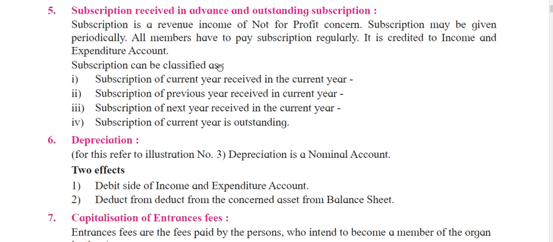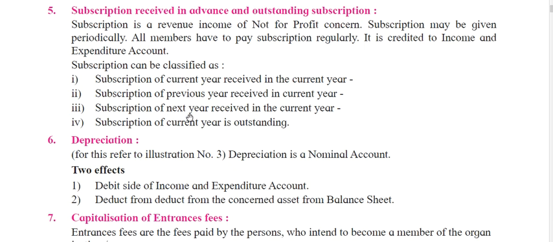Subscription can be classified as: subscription of the current year received in the current year, subscription of the previous year received in the current year, subscription of the next year received in the current year, and subscription of the current year outstanding. So these are the four categories in subscription received.